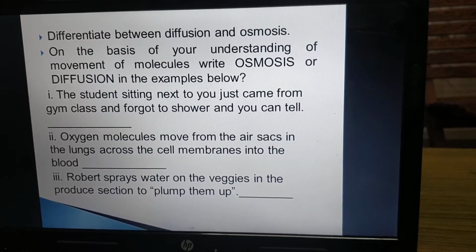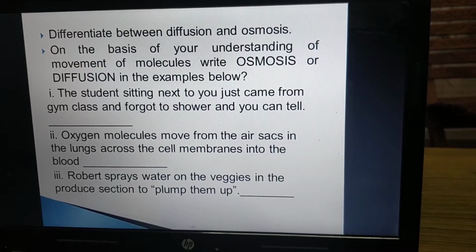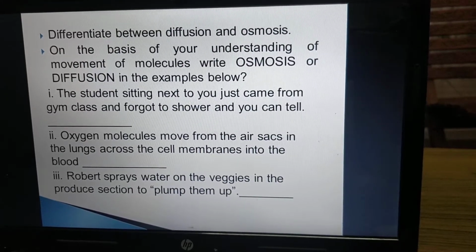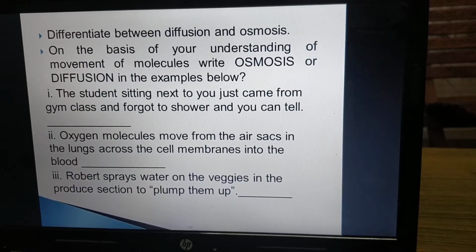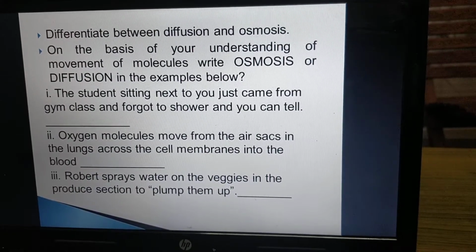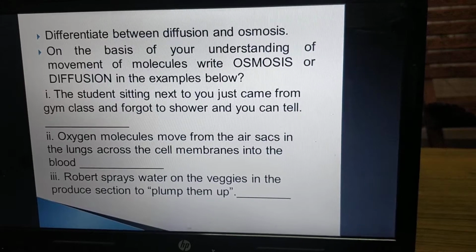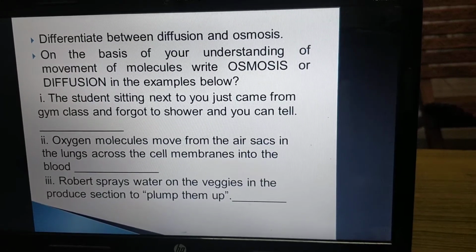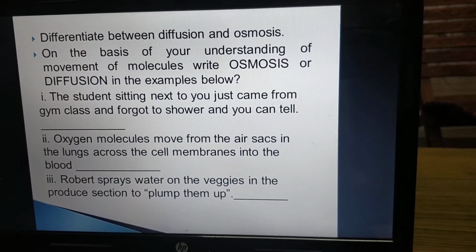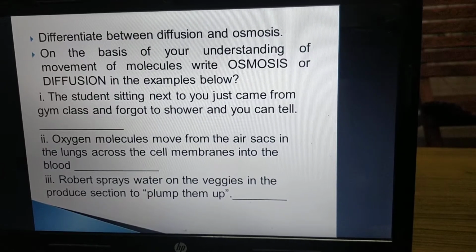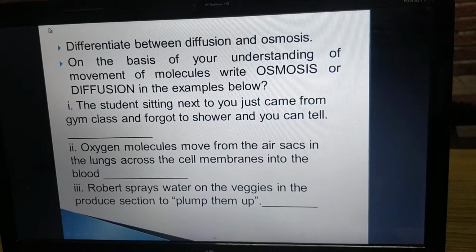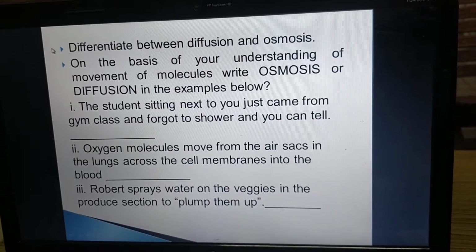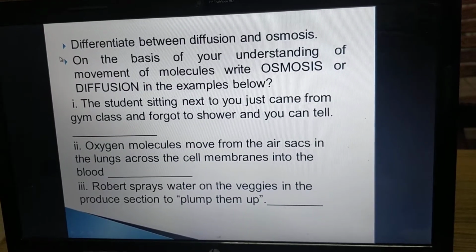Differentiate between diffusion and osmosis. I think this you can easily do. In osmosis there is a selectively permeable membrane between the two regions. In diffusion there is no selectively permeable membrane. Diffusion occurs in gases and liquids, but the term osmosis we usually use for the water molecule.